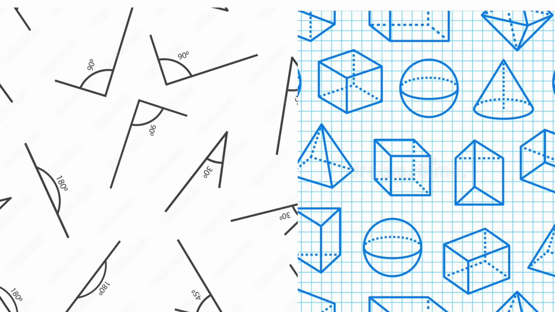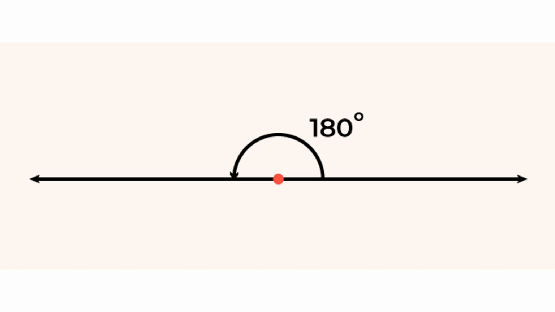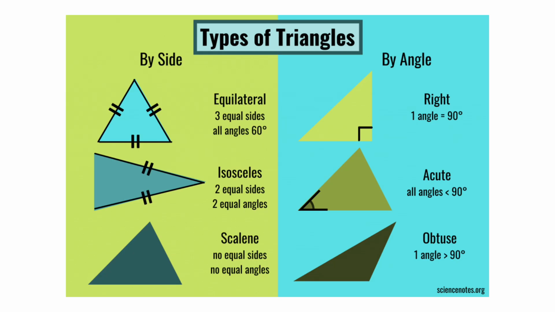Speaking of angles, there are different types of angles, like an acute angle, which is less than 90 degrees, a right angle, which is exactly 90 degrees, an obtuse angle, which is over 90 degrees, and a straight angle, which is exactly 180 degrees. Triangles can be classified based on sides and angles.